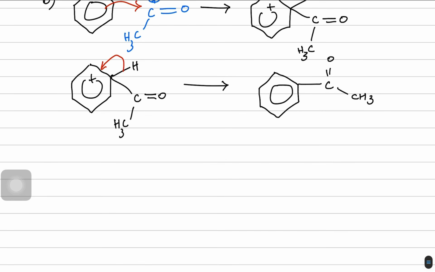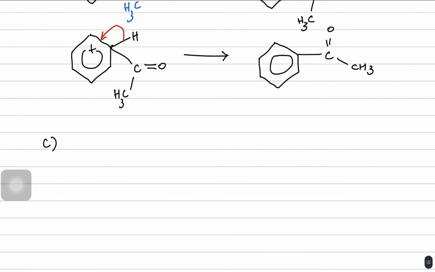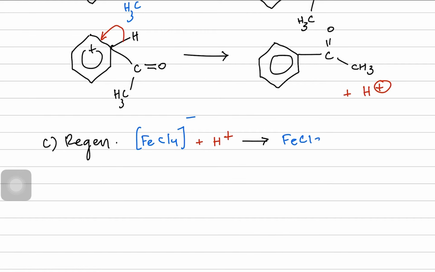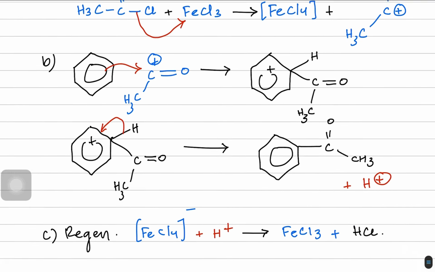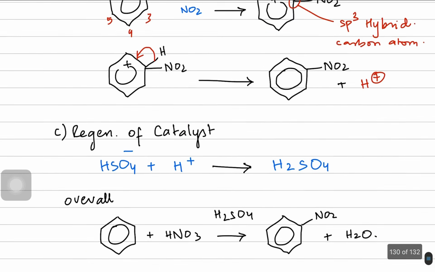How do we recreate the catalyst? That is something we already know so far: the FeCl4 minus will make a bond with the byproduct, which was my hydrogen ion. The hydrogen ion will make a bond with the FeCl4. In this way, FeCl3 and HCl are produced. These are the 4 general reactions for benzene electrophilic substitution.